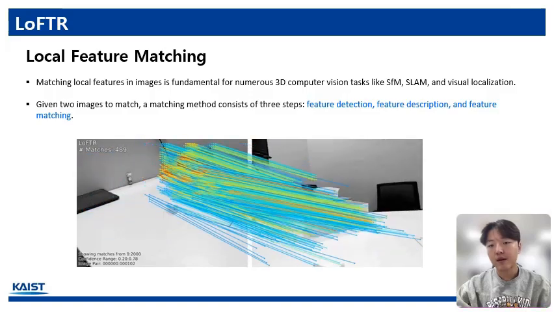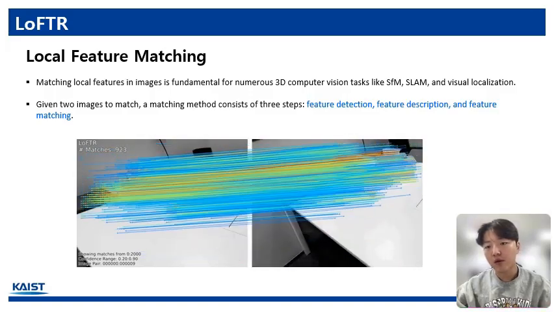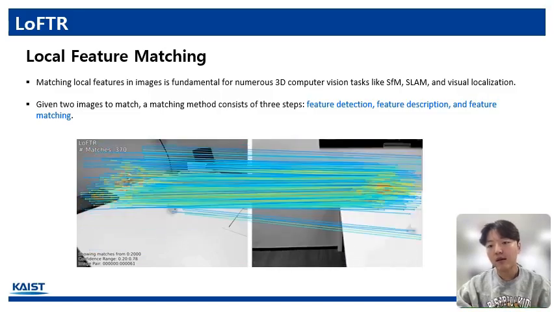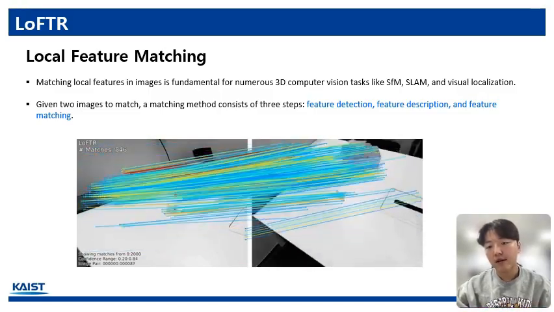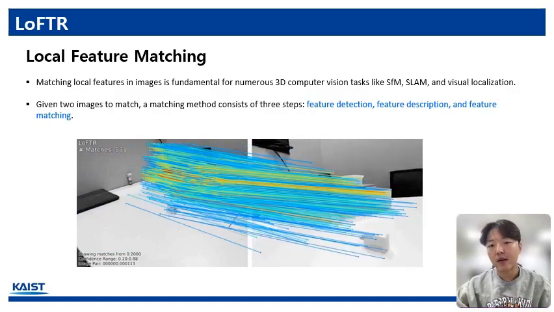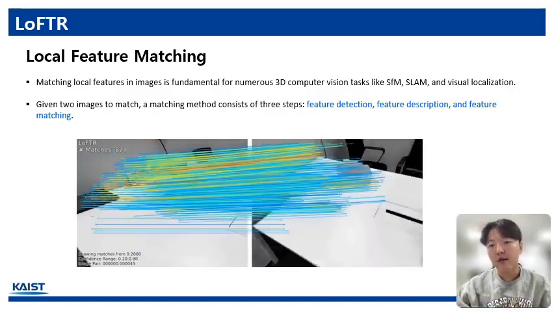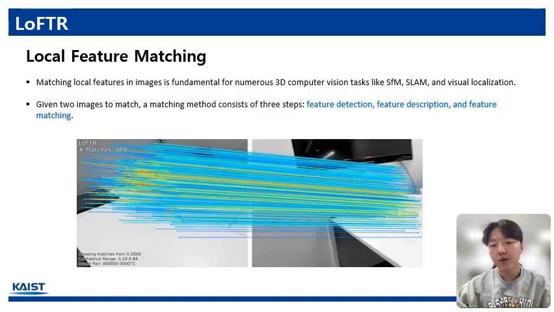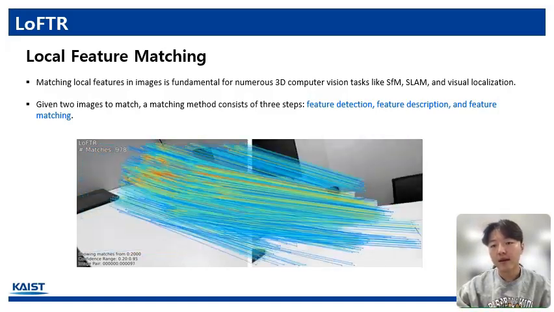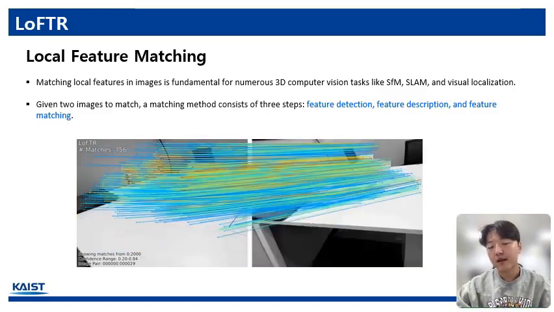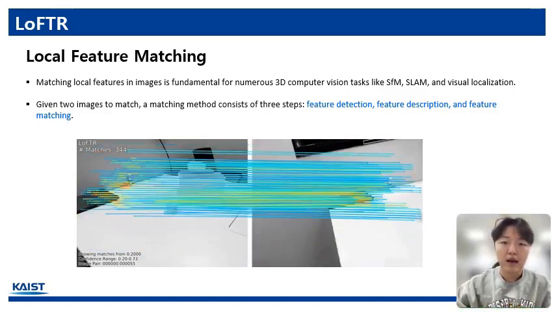In computer vision, local feature matching is the cornerstone of many 3D tasks. These tasks include understanding the 3D structure of an environment, or correctly determining the position and orientation of a camera, or recognizing the location of an object in an image. So, how do we perform local feature matching? It generally consists of three main steps. First is feature detection, second is feature description, and lastly, feature matching.